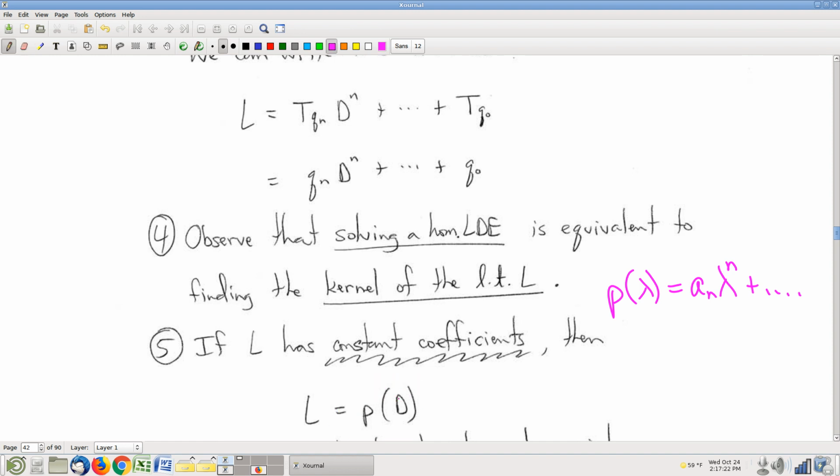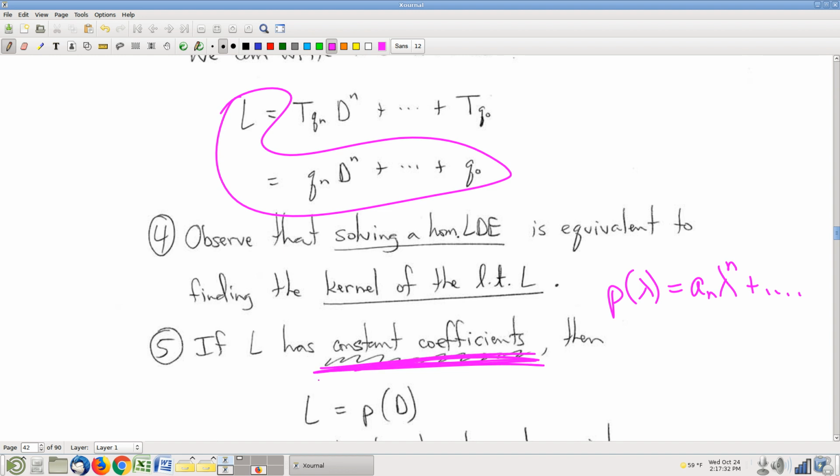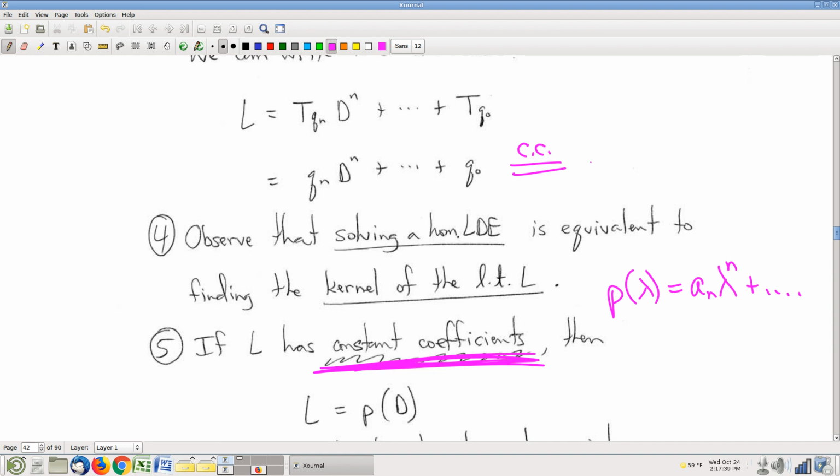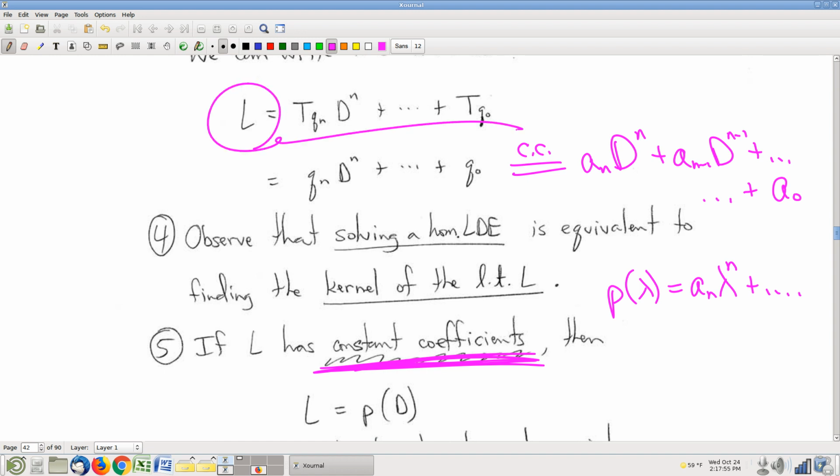How do I know that the equation is actually true? Well, let's write this down. Here's L. But we're looking at the constant coefficient case here. So L in the constant coefficient case is, let's see here, a_n D to the n plus a_{n-1} D to the n minus 1 plus and so on, plus a_0. That's what L is.